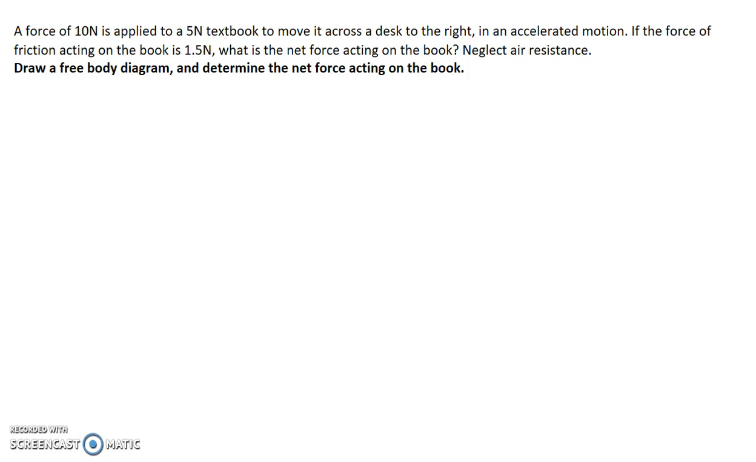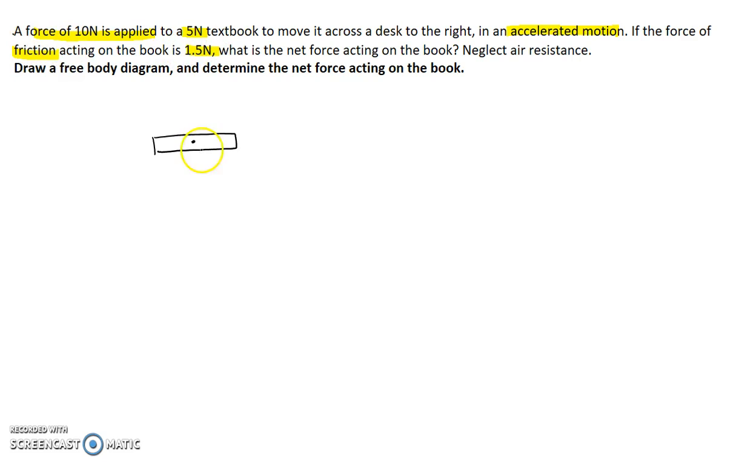All right, so first things first, we need to draw a free body diagram. You do not need to be an artist to have a good free body diagram, so I'm going to draw a textbook as such. And I know there's a couple of different forces acting on this textbook. The first one is that I've applied a 10 newton force. I know it's a 5 newton textbook. I know that it's accelerating, and I also know that the force of friction is 1.5 newtons.